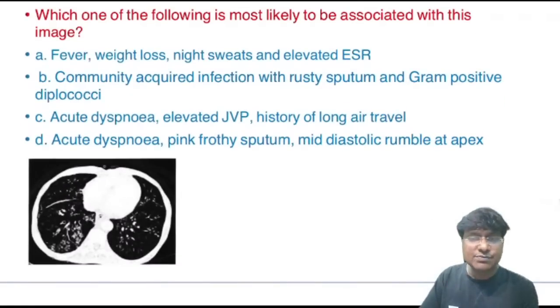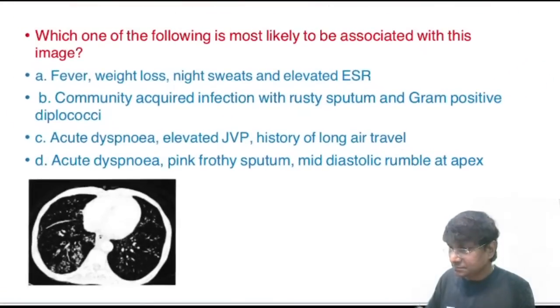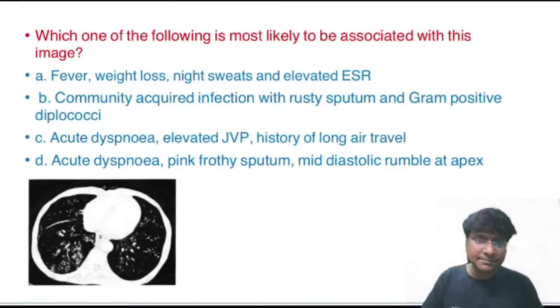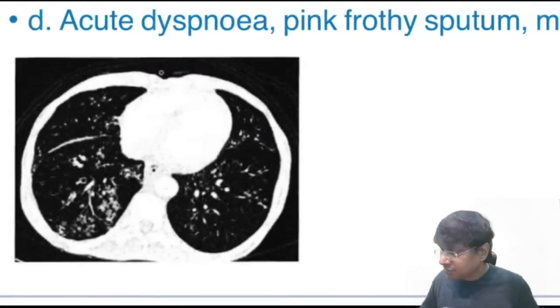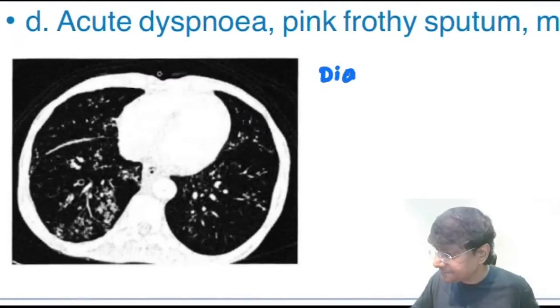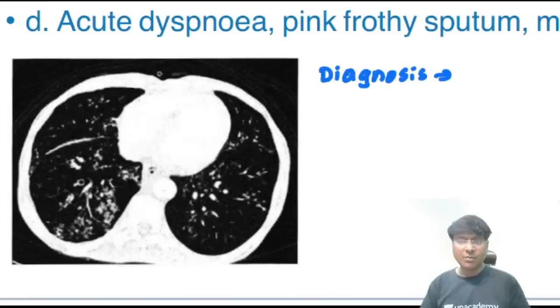Which one of the following is most likely to be associated with this image? Fever, weight loss, night sweats, and elevated ESR. Community acquired infection with rusty sputum and gram-positive diplococci. Acute dyspnea, elevated JVP, history of long air travel. Acute dyspnea, pink frothy sputum, mid-diastolic rumble at the apex. So, if you observe this chest CT, can anyone tell me the diagnosis of this chest CT? What is this patient having?